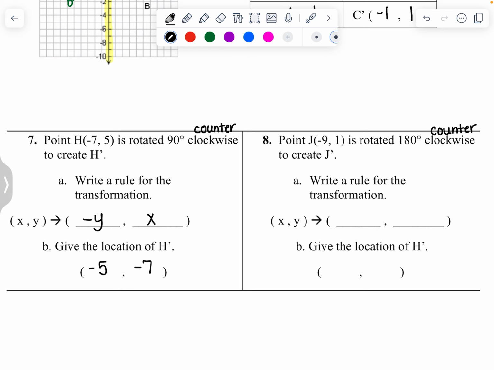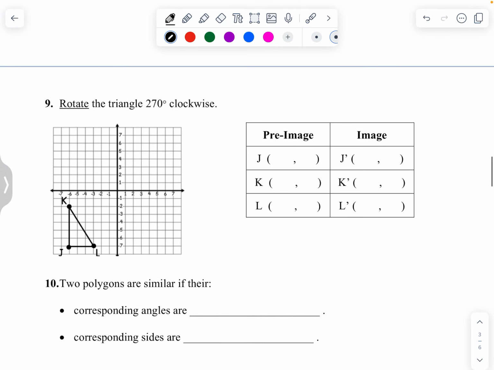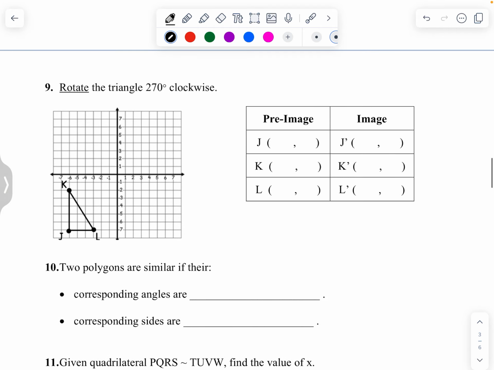All right, write the rule for a 180-degree rotation. Whenever something rotates 180 degrees, (x, y) maps to (-x, -y). And so that means both just stay where they're at, but they change signs. And so that means H prime is going to be at 9, -1. Again, we're going to change this to say counterclockwise.